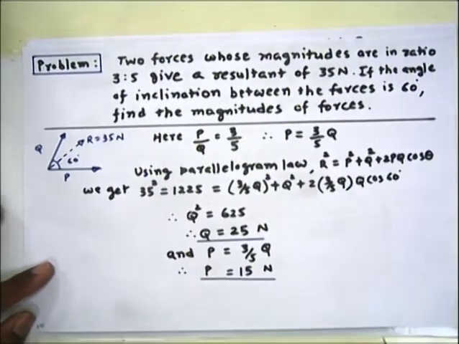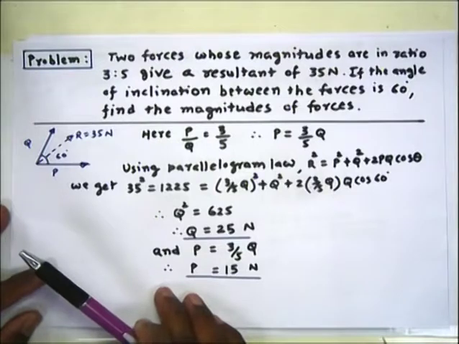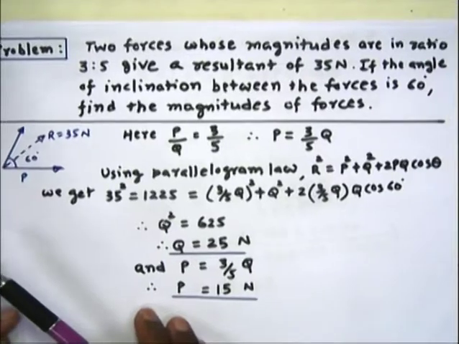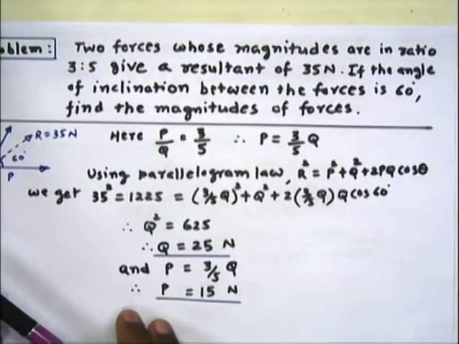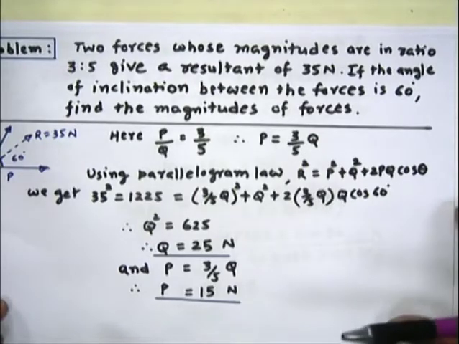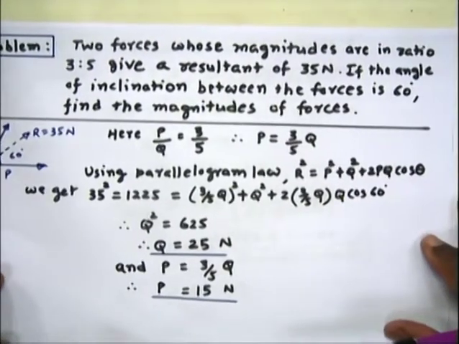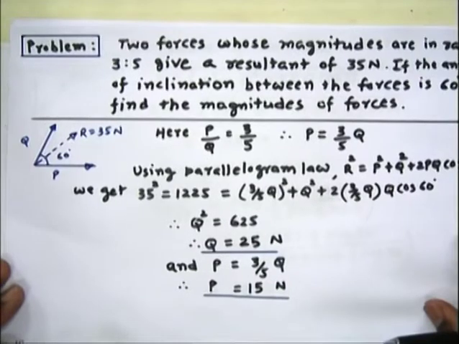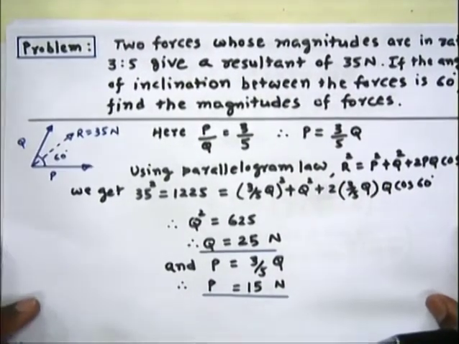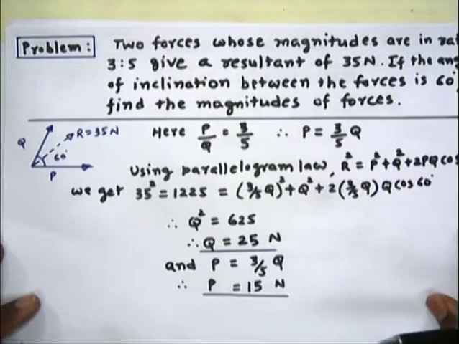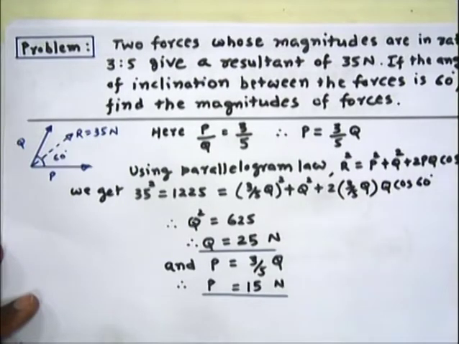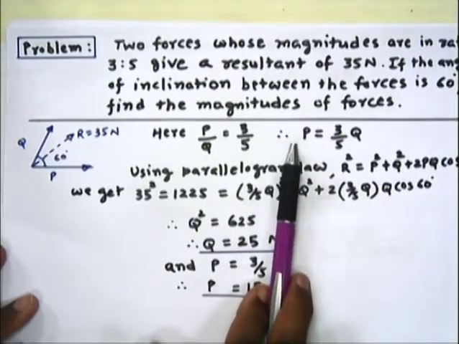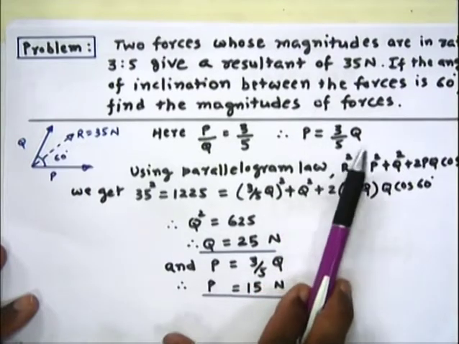One more problem: two forces whose magnitudes are in the ratio of 3:5 give a resultant of 35 Newton. If the angle of inclination between the forces is 60 degree, find the magnitude of the forces. Here, two forces P and Q are given, but their values are not given; the ratio of their values is given, which is 3:5. So we can write P by Q is equal to 3/5. If we write in terms of Q, then P is equal to 3/5 Q.